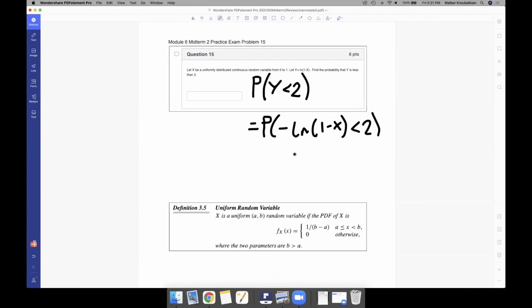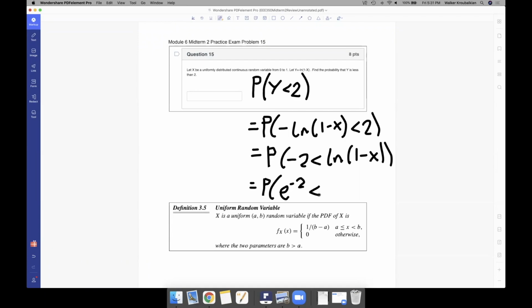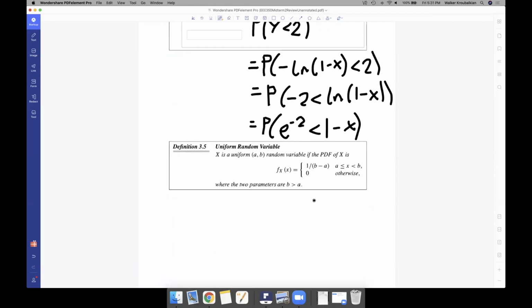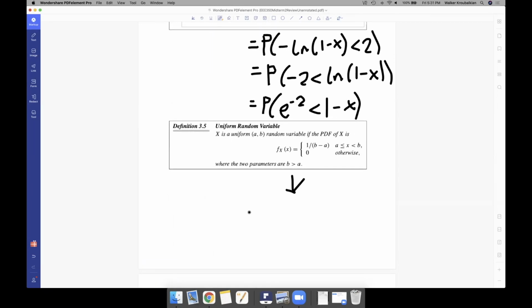So if you rearrange this, that's the probability that negative 2 is less than natural log of 1 minus x. Raise e to the power of both sides, and you would get P of e to the negative 2 is less than 1 minus x. And then rearrange that, and that means the probability that x is less than 1 minus e to the negative 2.